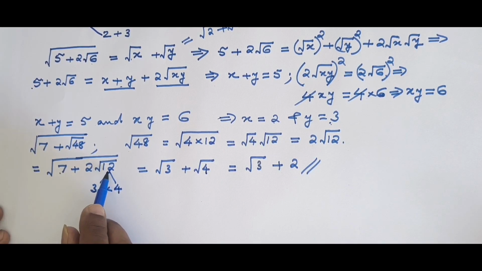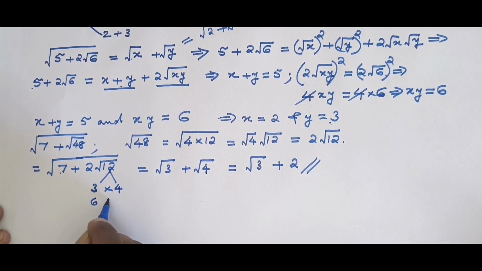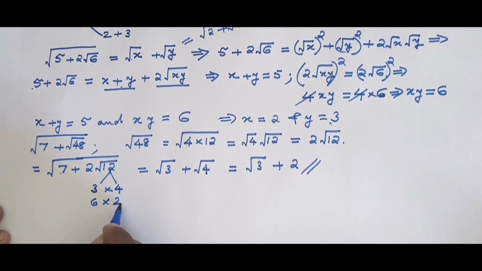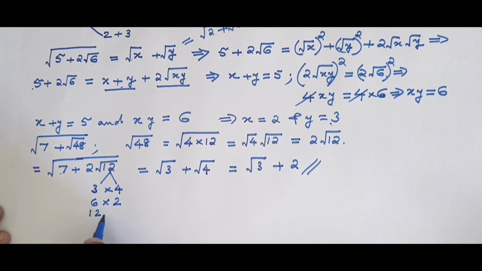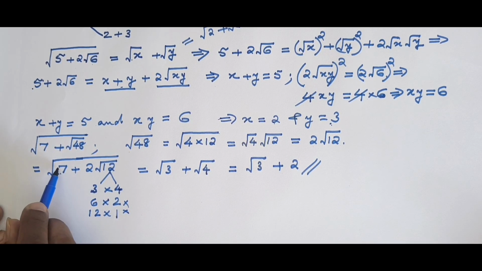See, if you look at the factorization of 12, there are other ways also you can do the factorization. Say 6 multiplied by 2 or 12 multiplied by 1. We don't use these two because their sum is not 7. So you look for the factors of 12 so that the sum of those two factors turns out to be this number, the rational part of the surd. That's all.